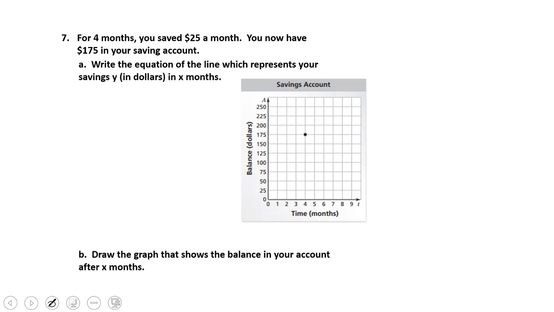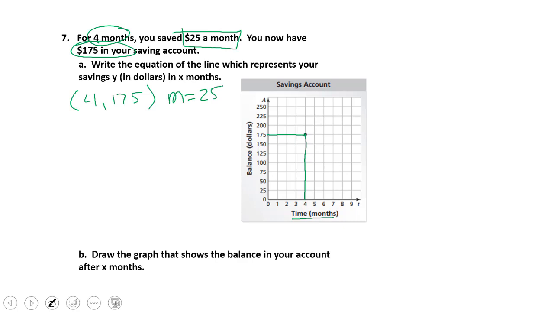If we go over this graph and we go to this point, we can go down and see on the x, which represents months, that's 4, and y over this way, 175, that's our balance in dollars. So we know the point is (4, 175). So we have that in what they wrote to us, 4 and 175. So that's already graphed. That means the $25 a month has to be the slope. Slope has to be 25.